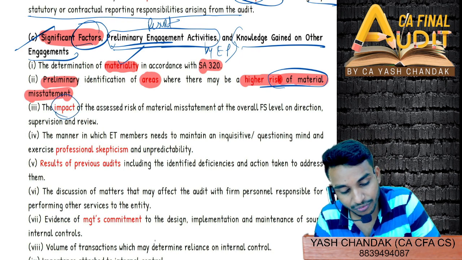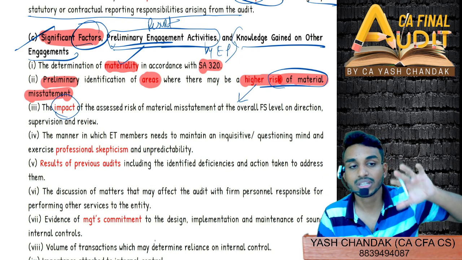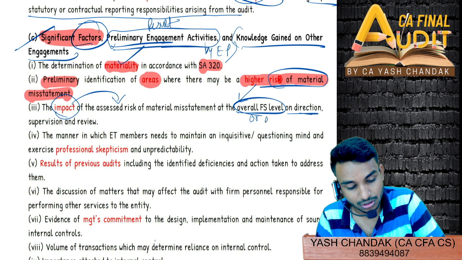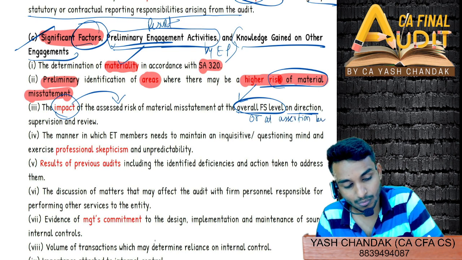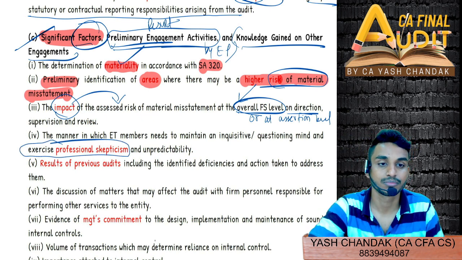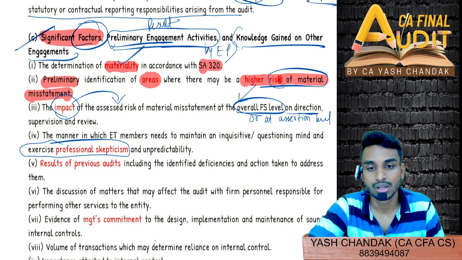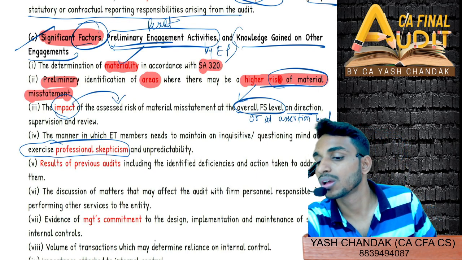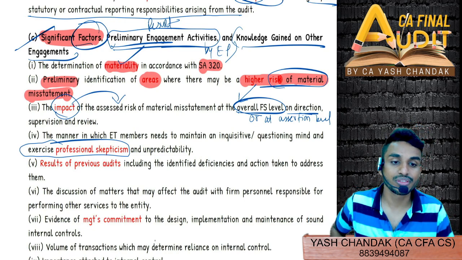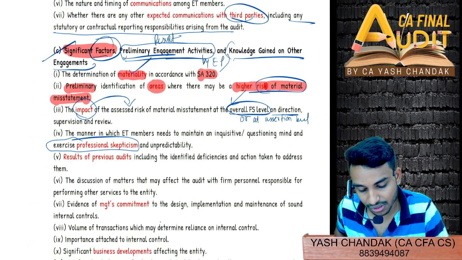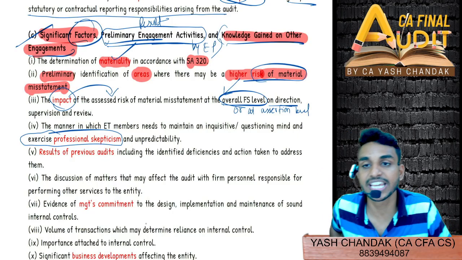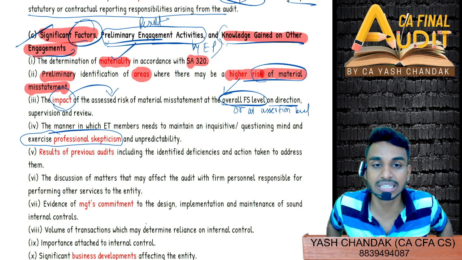Then the impact of this ROMM, impact of this assessed ROMM that you assessed. These are all my ROMM. So what can be the impact at the overall FS level or at the assertion level? Similarly, then you will also have to exercise professional skepticism. You'll have to exercise what? Professional skepticism. What is the result? What are the results of preliminary engagement activities? So this you can relate to what? Knowledge gained on other engagements by the engagement partner on previous audits or similar audits like this.